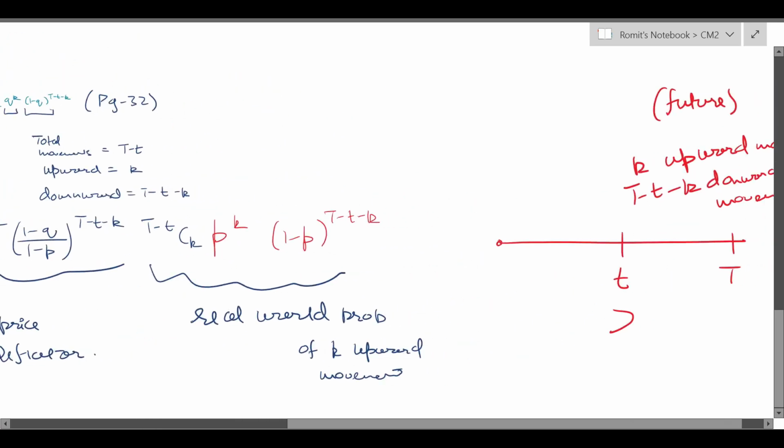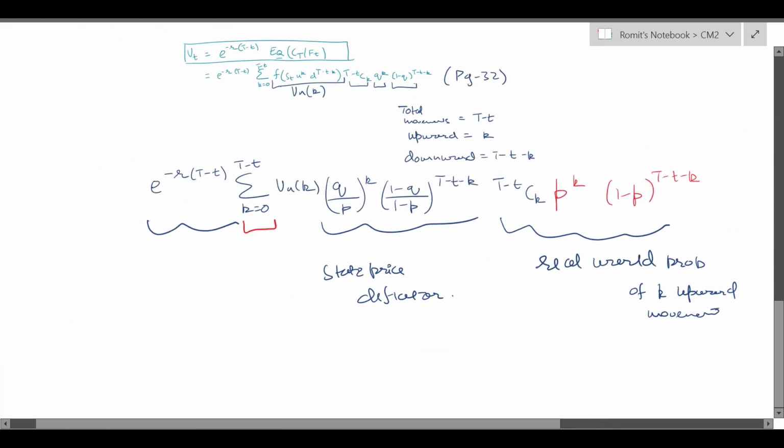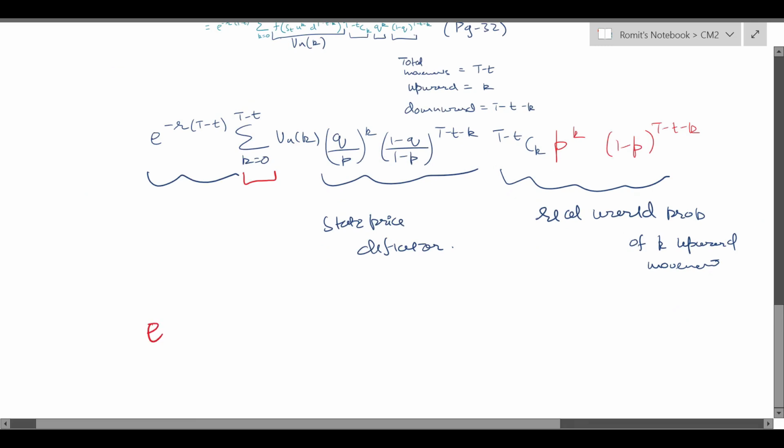But for the past, we would have known the number of upward movements that would have occurred and the downward movements that would have occurred. Let's say in the past, in these small t years, there were i upward movements and t minus i downward movements, right? Plausible, because the total number of movements is t. So i is known to be the number of upward movements, right? So now what I can do is, this term remains e to the power of r (T minus t).